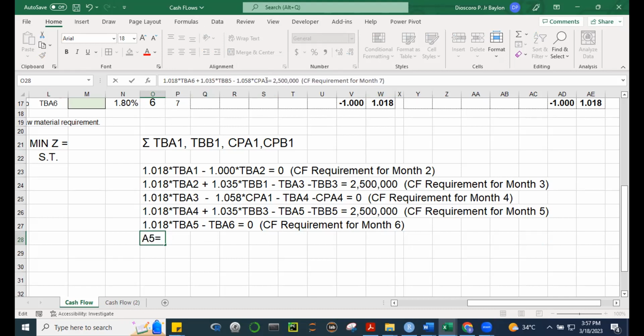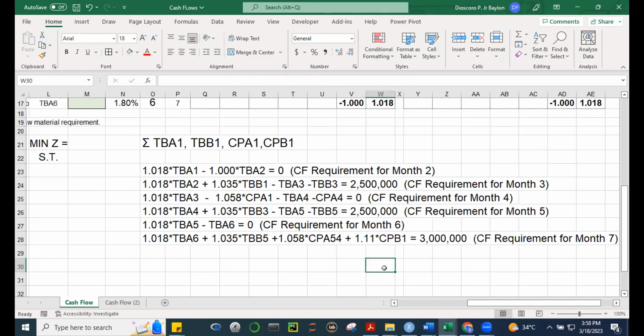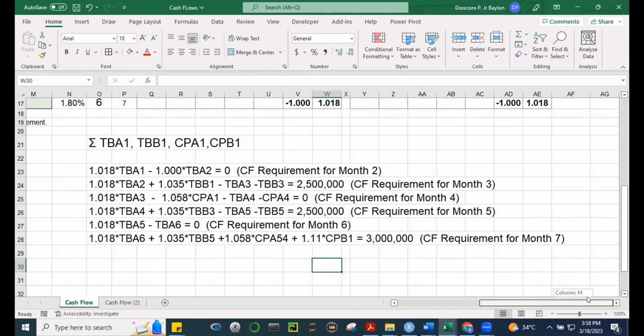Then plus the CPB, 1.11 times CPB 1. Plus 1.11 times CPB 1, and it's equal to 3M. Yep. All right, that one. Okay, kindly validate, please.